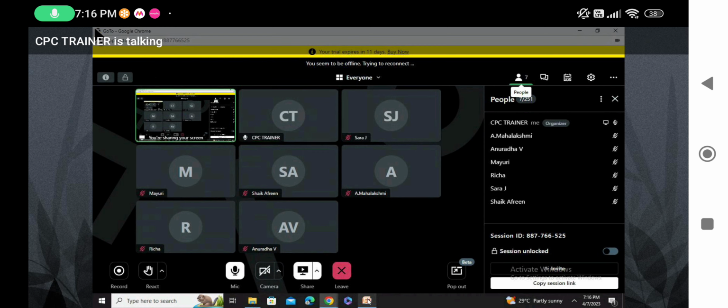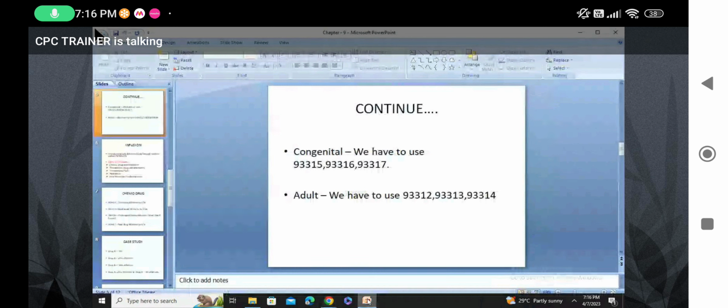Okay, so for the TEE, you have two sets of codes, guys. One is the adult TEE, another one is the congenital TEE. So we have 6 codes, guys. I will give you the description one by one. Please note down, guys. Then we discuss. The first one is adult.